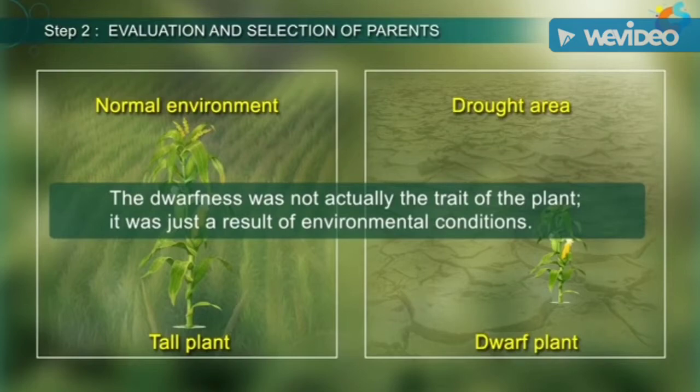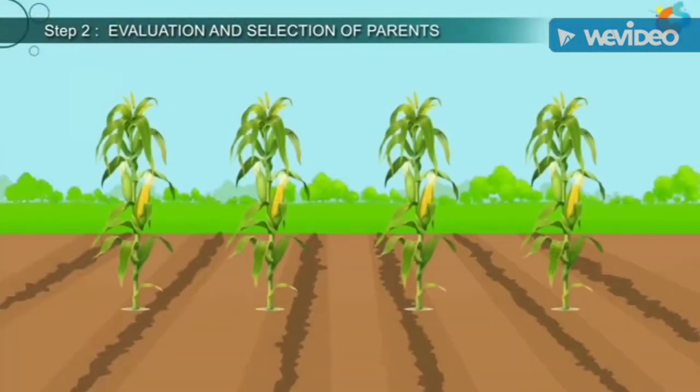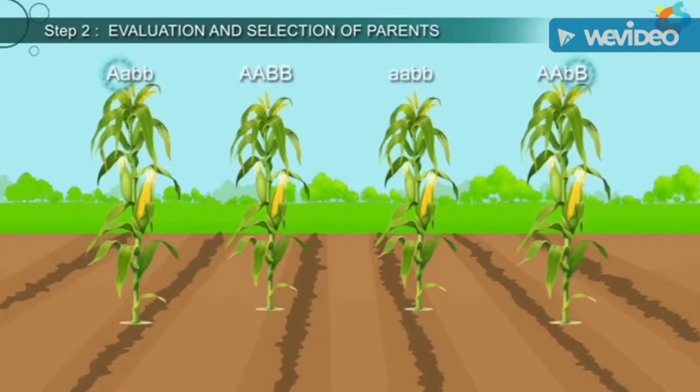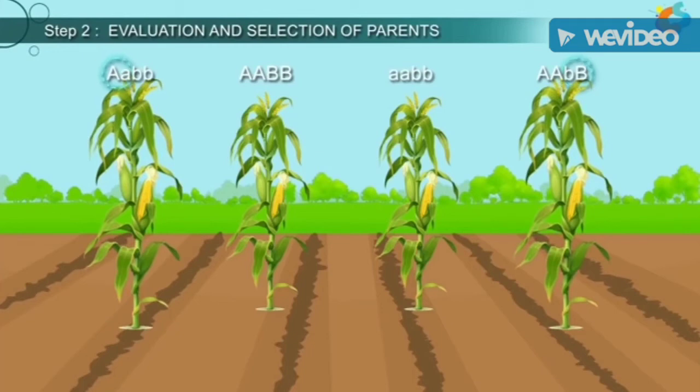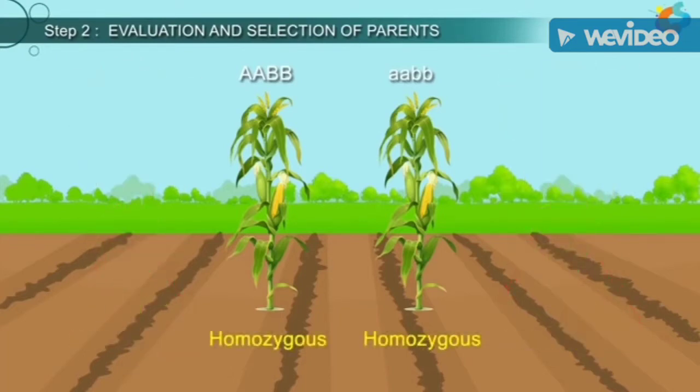In order to avoid such types of errors, careful evaluation and characterization is required to know about the composition of the germplasm and the diversity of the given crop. Let us learn how the plants are evaluated and characterized. Before the plants are evaluated, the plants are tested for pureness. If a plant has more than one type of allele for a particular trait, it is called heterozygous. Such plants are rejected, and only pure plants or homozygous plants are subjected to further evaluation.